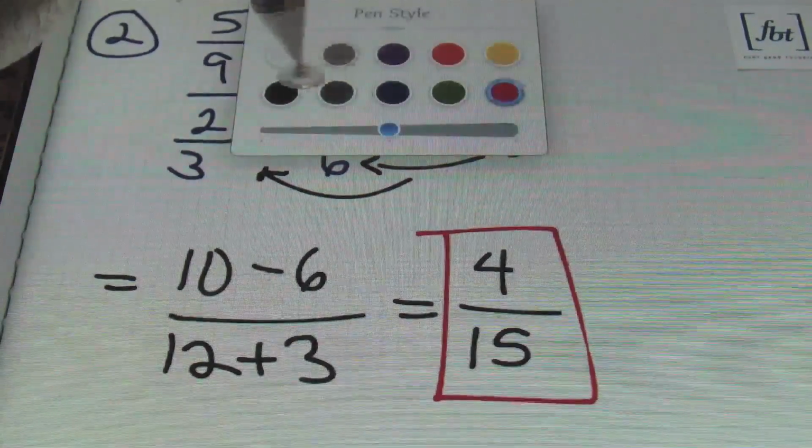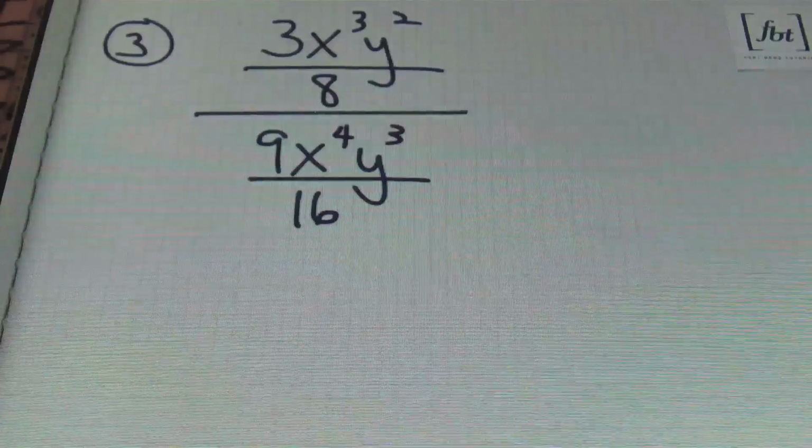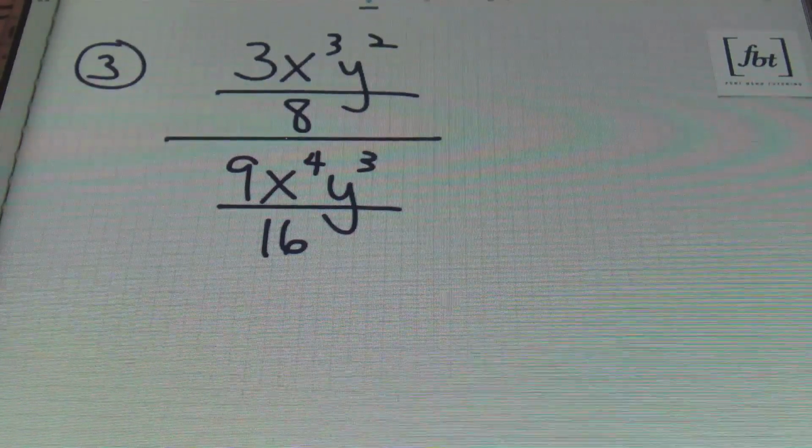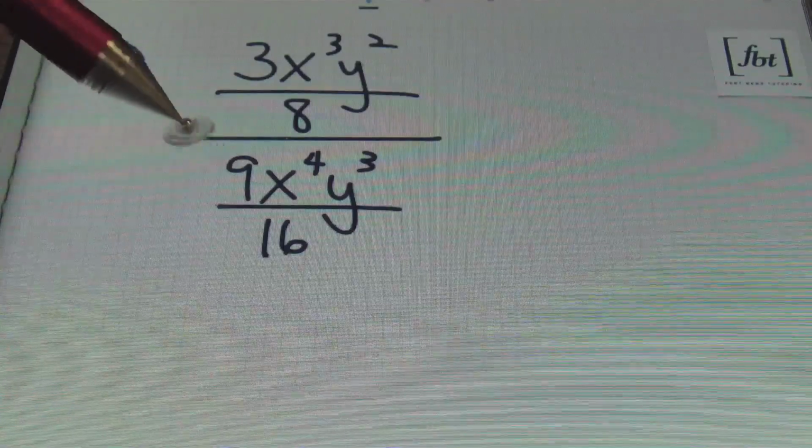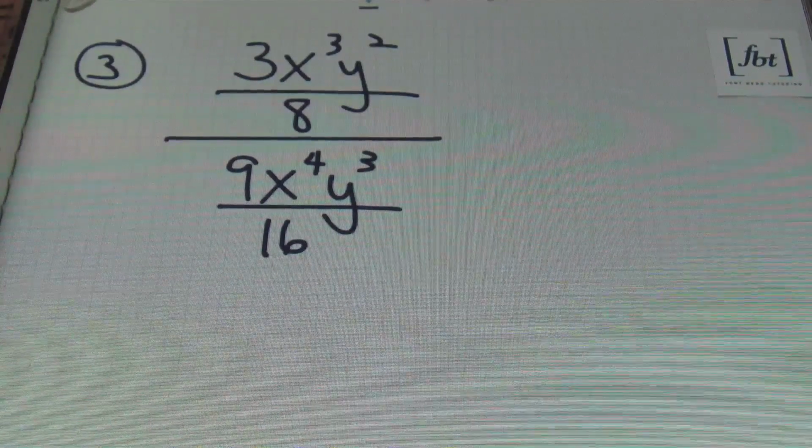Let's check out our next example here. Problem number 3. In problem number 3, ladies and gentlemen, I want you to recognize that we have a fraction divided by a fraction. So the technique of the first problem will be implemented.